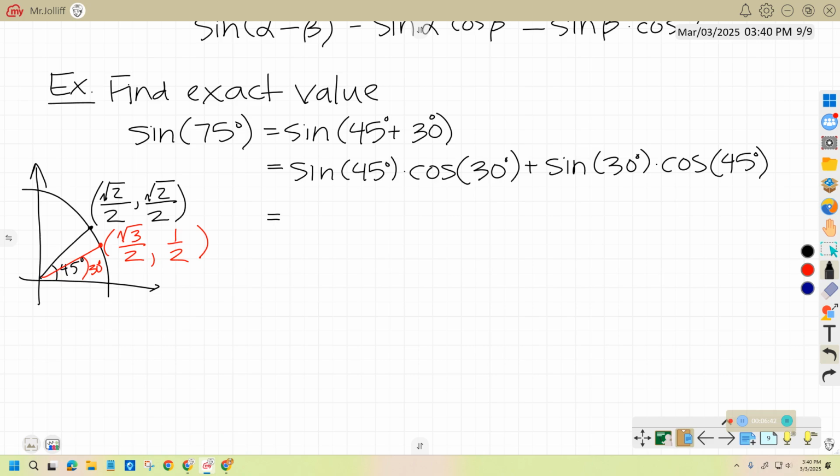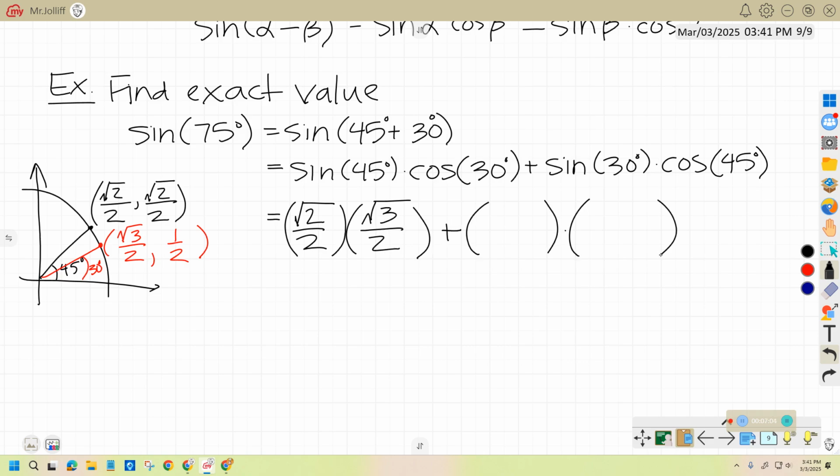So sine of 45 is the y coordinate at 45, which is root 2 over 2. And then cosine of 30, that's the x coordinate at 30. Square root of 3 over 2, perfect. Plus, and then the two fractions, sine of 30, that's the y coordinate at 30, which is 1/2. Cosine of 45 is the x coordinate at 45, which is root 2 over 2.